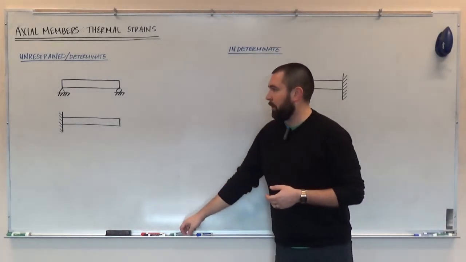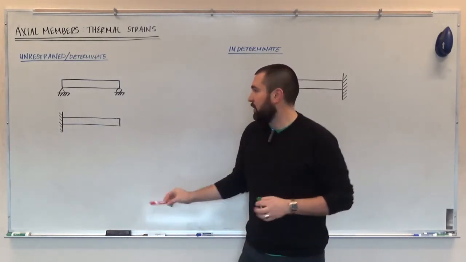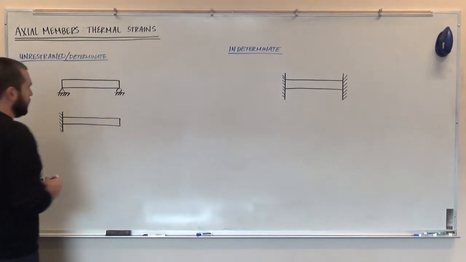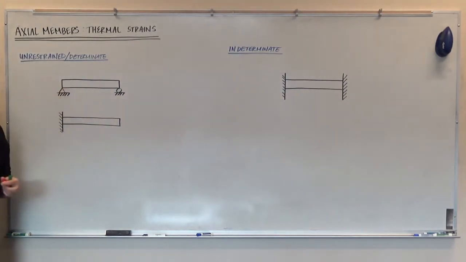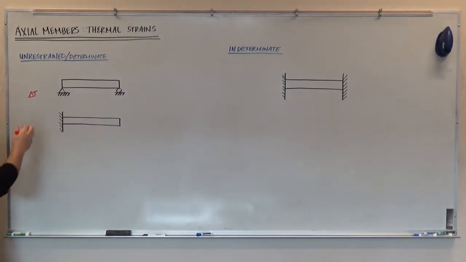So the first thing that we need to figure out is if we're subjected to a change in temperature. So it's just like an external load, but it's not applied at a specific location. Let's say that both of these were subjected to some change in temperature. And we could say that's equal to some final temperature T2 minus an initial temperature T1. So both of these, if it's a positive delta T, that means that the temperature has increased. If it's a negative delta T, that means that the temperature has decreased.